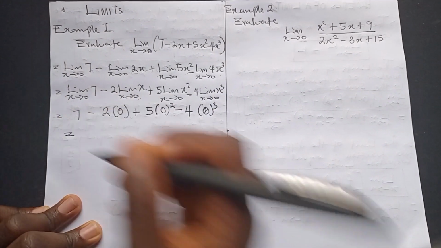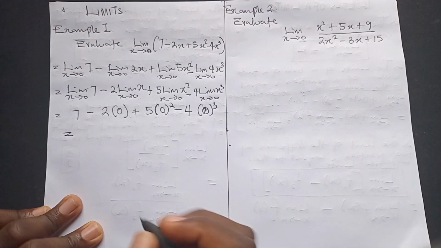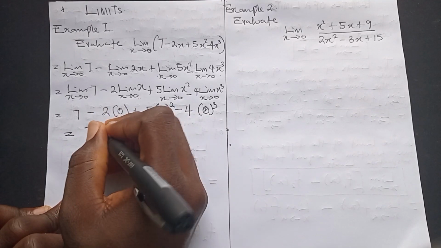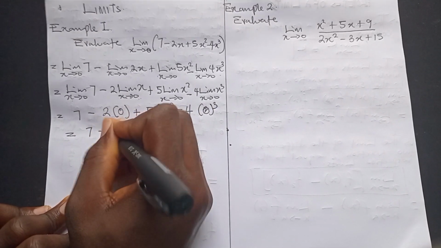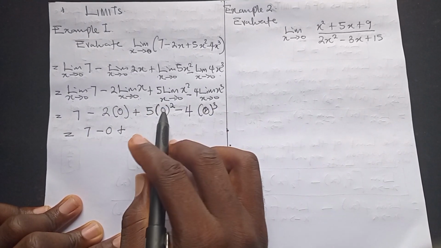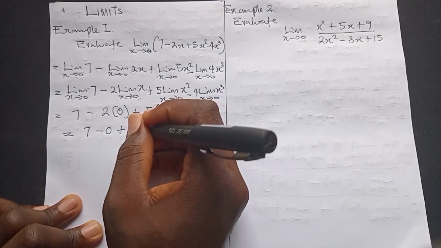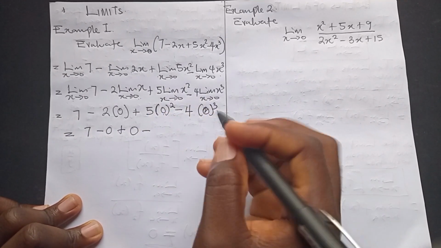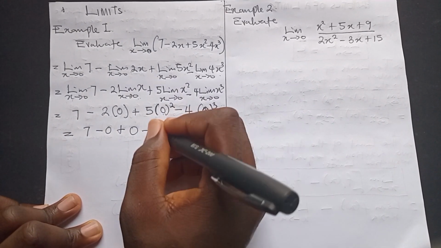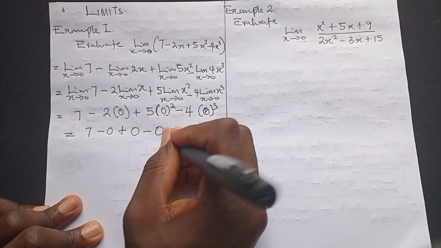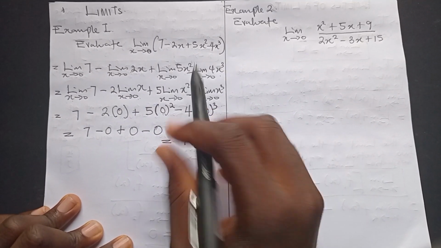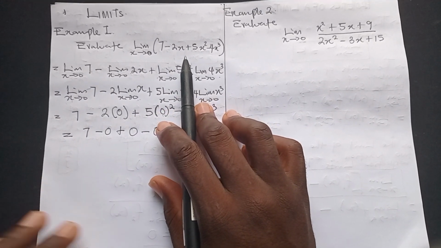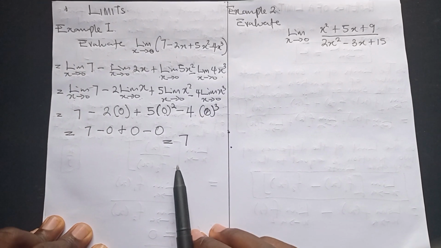So this is equal to 7 minus 2 times 0, which gives you 0, plus 5 times 0 squared, which gives you 0, minus 4 times 0. Everything here gives you 0. So our answer is 7. The limit of this function when x tends to 0 is equal to 7.